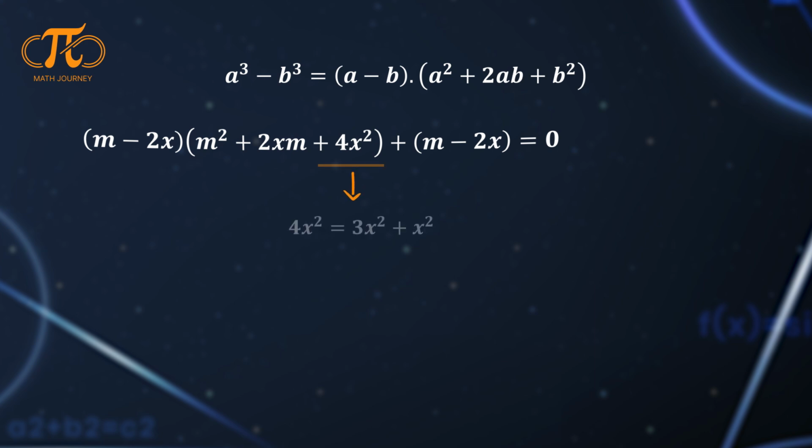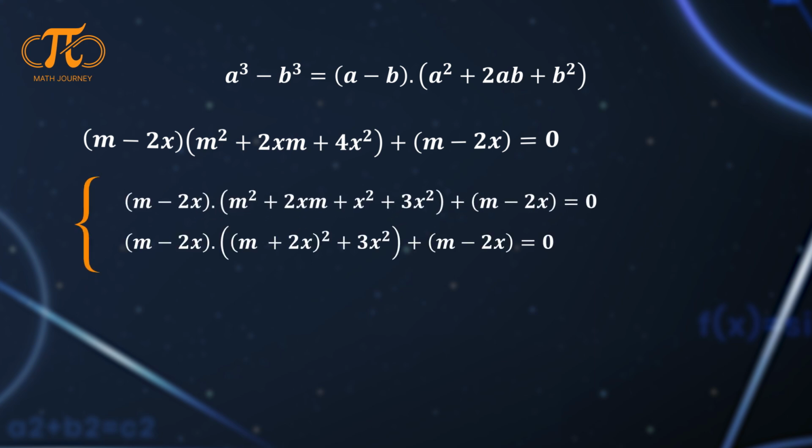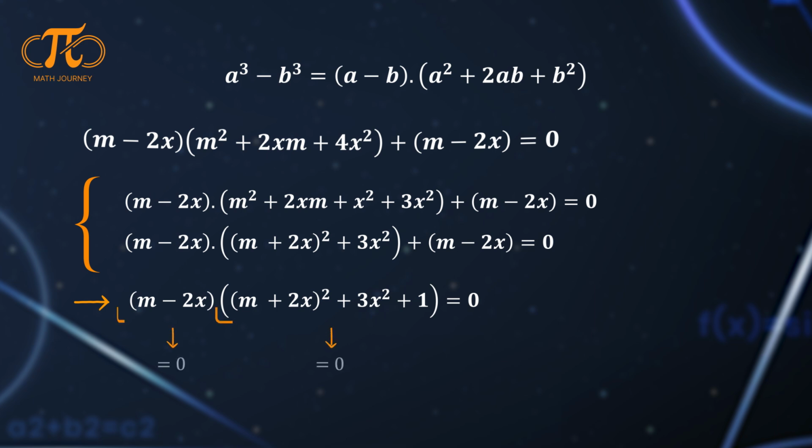If we rewrite 4x squared as 3x squared plus x squared, the equation can be simplified using the square of a binomial identity as this. Now, by factoring out m minus 2x, we have this. Since the product of two expressions is 0, either the first one or the second one has to be 0. It is clear that the second one is always positive, therefore the first one, which is m minus 2x, must be equal to 0. Then, m equals 2x.